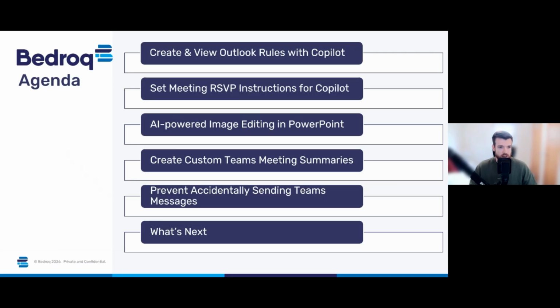So what's on the agenda for today? First up, view your current Outlook rules and create new ones with Copilot. Set instructions for Copilot to automatically RSVP to incoming meeting invitations. AI-powered image editing is coming to PowerPoint. Create custom Teams meetings AI recap summaries, and prevent accidentally sending messages in Teams by changing one new setting. And then, of course, what's coming next?